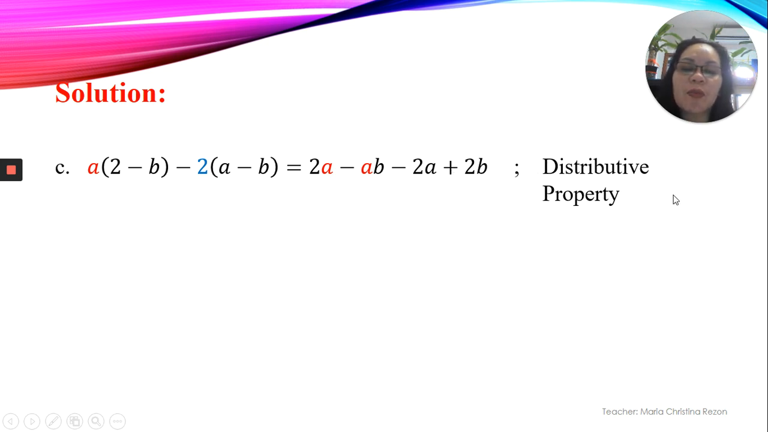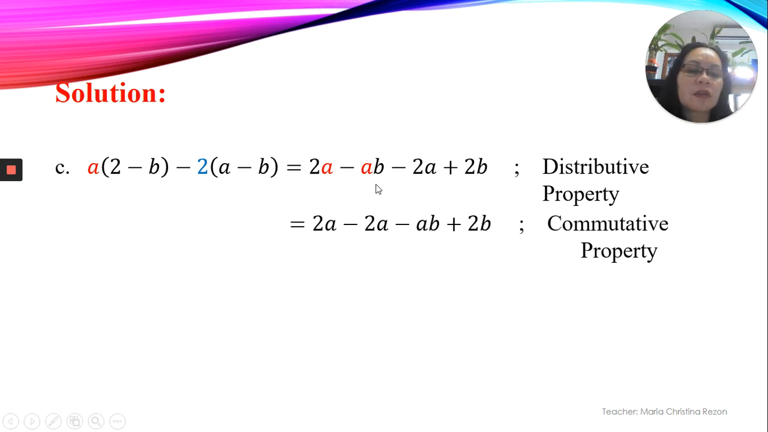We use the distributive property. And then after that, we can use the commutative property, so you can bring together 2a and negative 2a. Then you will have minus ab plus 2b. Now, in this case, if you combine 2a and negative 2a, that makes this whole thing equal to 0. So what remains is negative ab plus 2b.